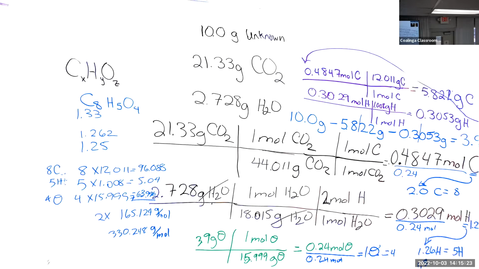So your empirical formula is C8H5O4. Your molecular formula is C16H10O8. So that would be the molecular formula. We multiplied everything by 2. Yes, that's actually right. We have now gotten in between the range.